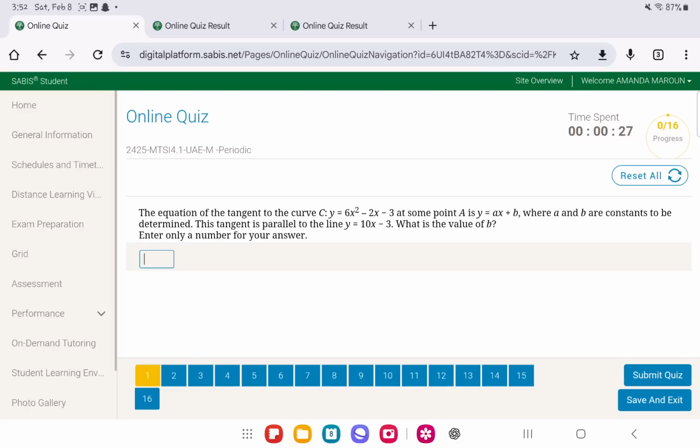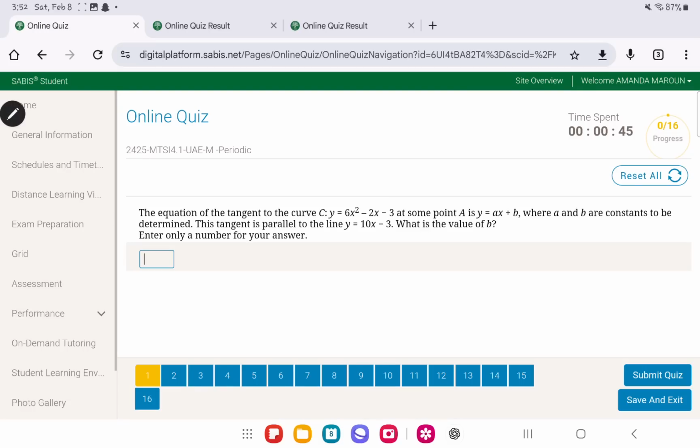The equation of the tangent to the curve y is equal to 6x squared minus 2x minus 3 at some point A is y is equal to ax plus b, where a and b are constants to be determined. The tangent is parallel to the line y is equal to 10x minus 3. What is the value of b?